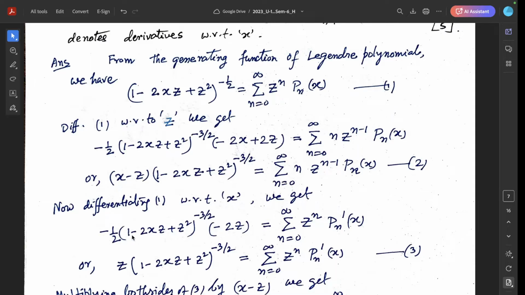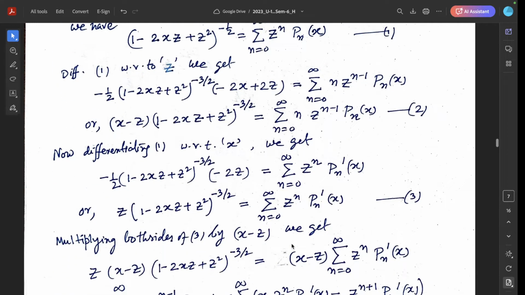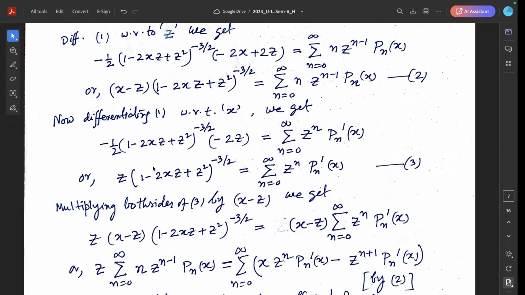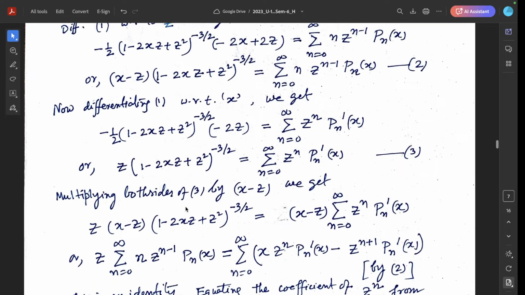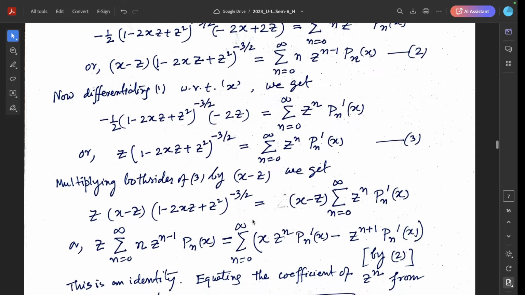minus half (1 minus 2xz plus z square) whole to the power minus 3 by 2 into minus 2z equal to summation n equal to 0 to infinity z to the power n Pn dash x. So the 2 and minus signs cancel, and we get z into (1 minus 2xz plus z square) whole to the power minus 3 by 2 equal to summation n equal to 0 to infinity z to the power n Pn dash x. Multiplying 3 by x minus z, we get this and this.